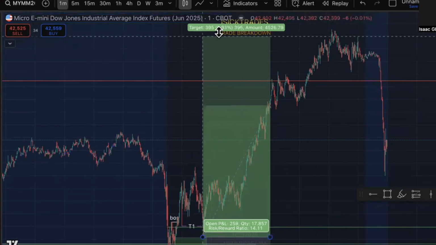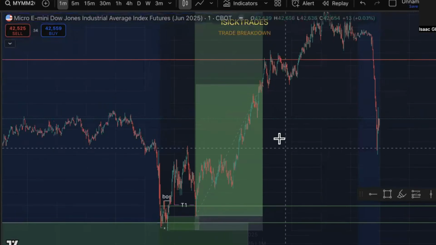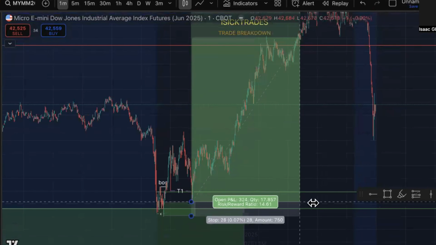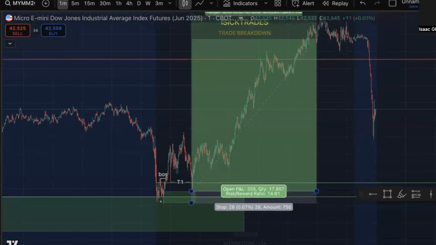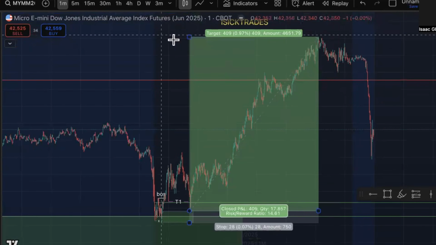Now, total, you would have caught this from down here. You would have had about a 1 to 14.5. Now, realistically, you're not probably going to hold all the way to the very top and execute just like this.